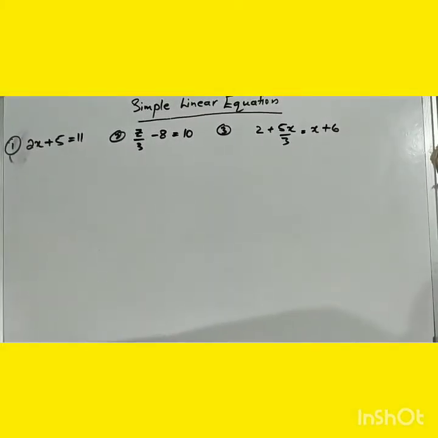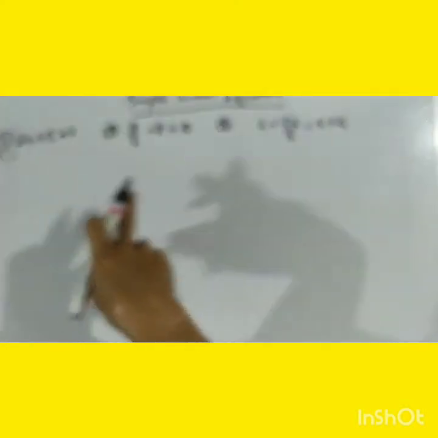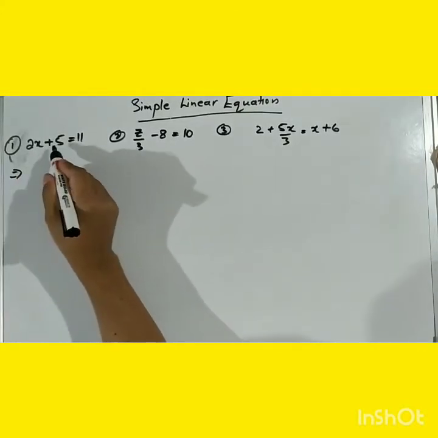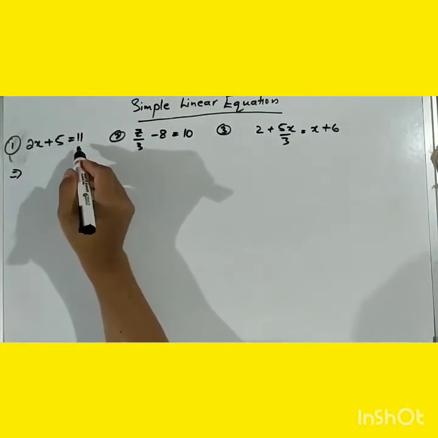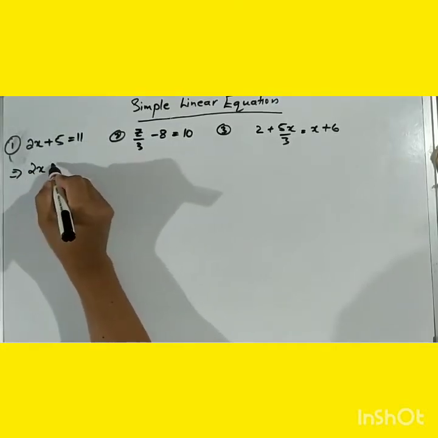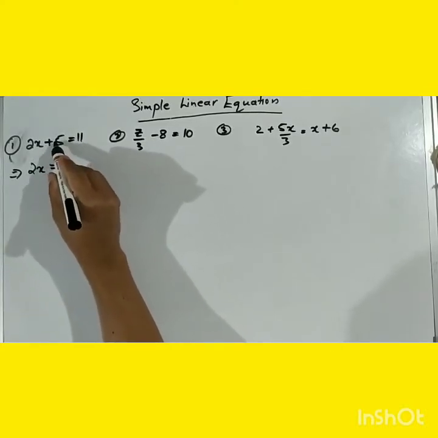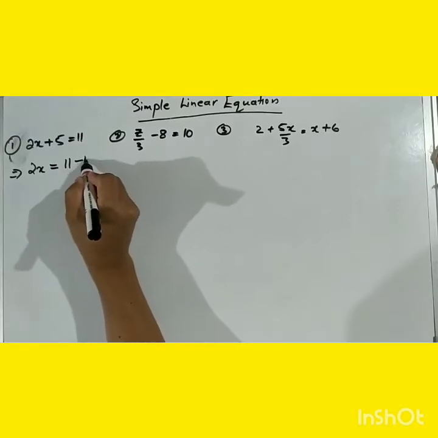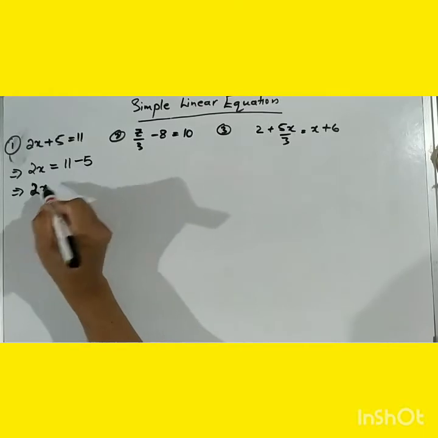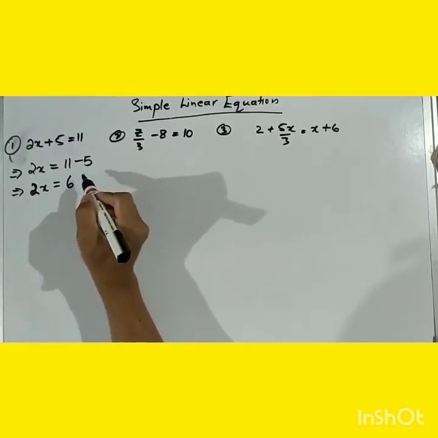Myself, Kanto. Today we are going to talk about simple linear equations, and we are going to solve these three problems. So 2x plus 5 equals 11, right? This 5 is a like term, so 2x equals 11. This is positive, so move it to the other side, it will become negative. So 2x equals 11 minus 5 equals 6.